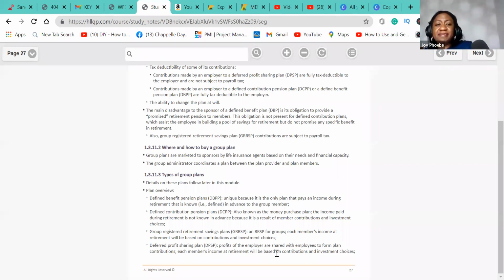You see, an RRSP is for an individual, right? Then a group registered retirement savings plan is by group. So when you have an RRSP at work, what you have is a group registered retirement savings plan. With this one, each member's income at retirement will be based on contributions and investment. And then there is deferred profit sharing.